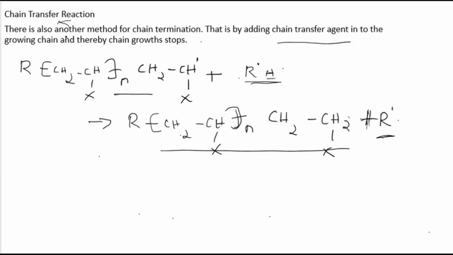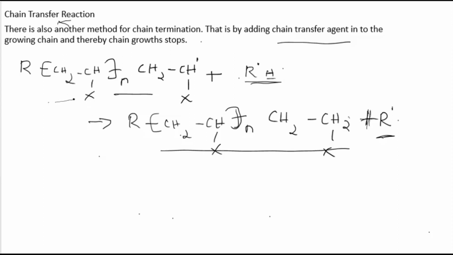So next we can discuss the chain transfer reaction. There is also another method of chain termination, that is by adding a chain transfer agent into the growing chain, and thereby chain growth stops. In coupling and disproportionation, the products formed are dead or inactive, so further propagation is not possible. But in chain transfer, the growth of the polymer chain is arrested by the formation of dead polymer. Simultaneously, there will be the formation of a new free radical which is capable of initiating a new polymer chain. Let's see how it happens.